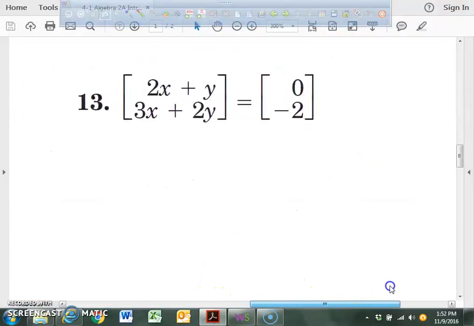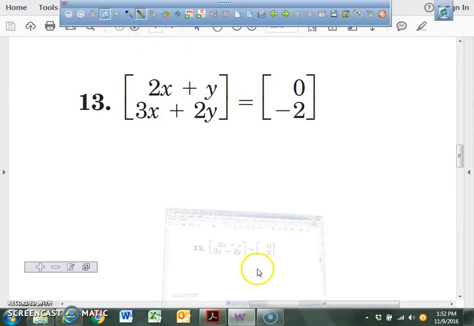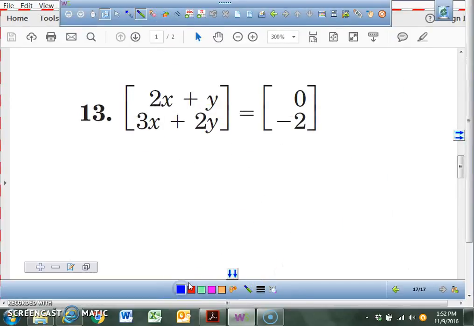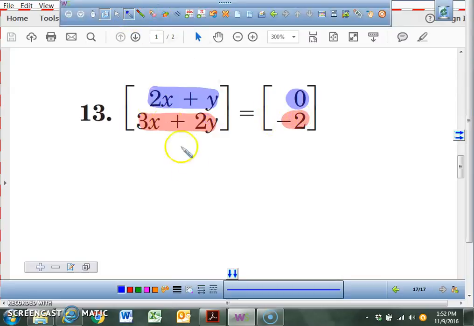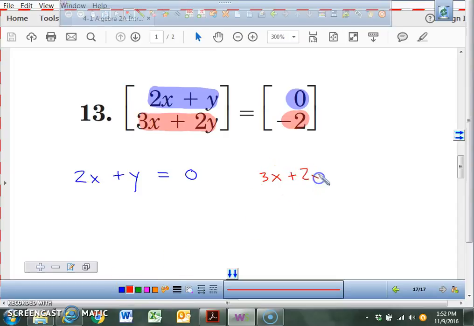All right, number 13 is very similar. It's 2 by 1 equal to another 2 by 1. Except this is 2x plus y equals a whole lot of nothing, and this is 3x plus 2y equals a negative 2. So I'm going to write these down side by side. 2x plus y equals 0. And 3x plus 2y equals negative 2.